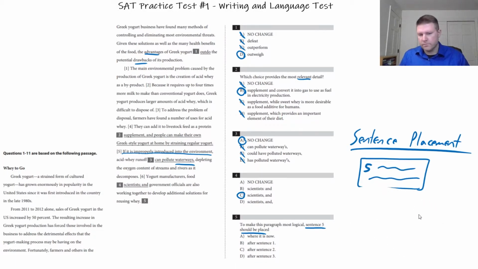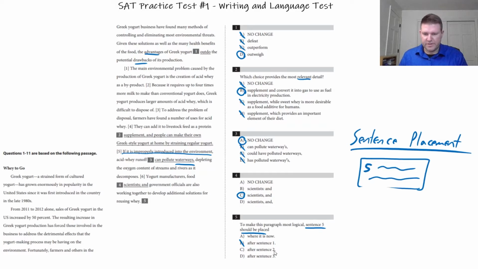Now, looking at 1, the main environmental problem caused by the production of Greek yogurt is the creation of acid whey as a byproduct. So going down to sentence 5 now. If it's improperly introduced into the environment, acid whey runoff can pollute waterways, right? So if you look at sentence 2, because it requires up to 4 times more milk to make than conventional yogurt does, it produces a lot of acid whey, which is difficult to dispose of. It wouldn't say sentence 5 before it says sentence 2, right? So we can chop B.